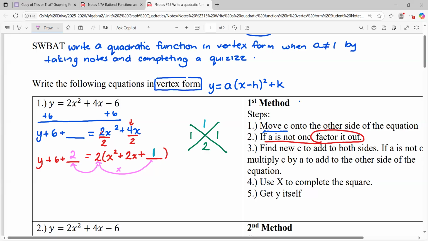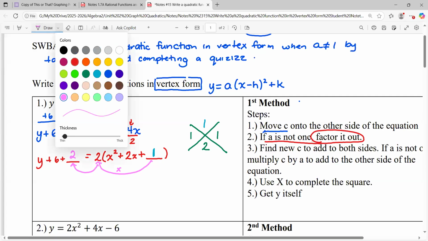Because if you were to multiply this, what did I do? I put the 1 inside the parentheses, correct? And if I multiply this back out, don't you get 2x squared plus 4x plus 2? So what did I really add to the equation? That's why you've got to be careful. You want to keep this equal. I really added a 2, it's just hidden inside the parentheses. If you want to see the other way, I'll show you later.